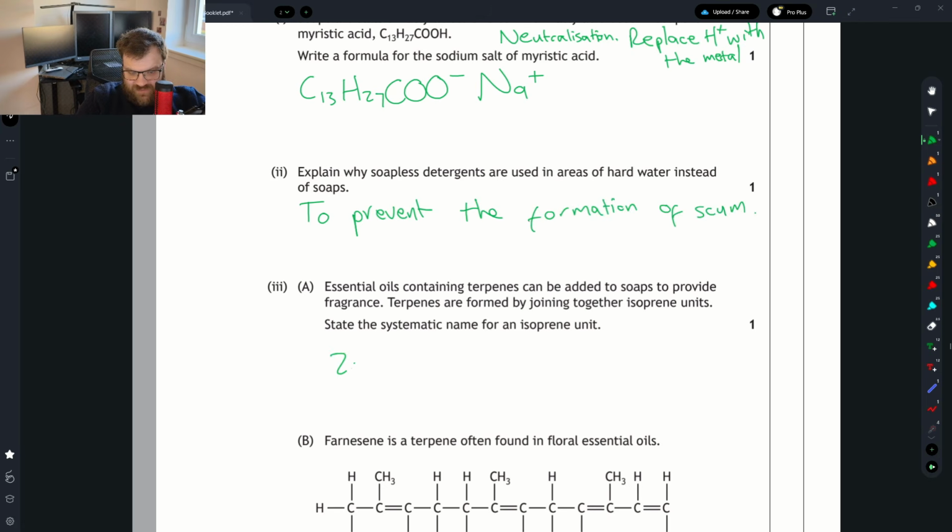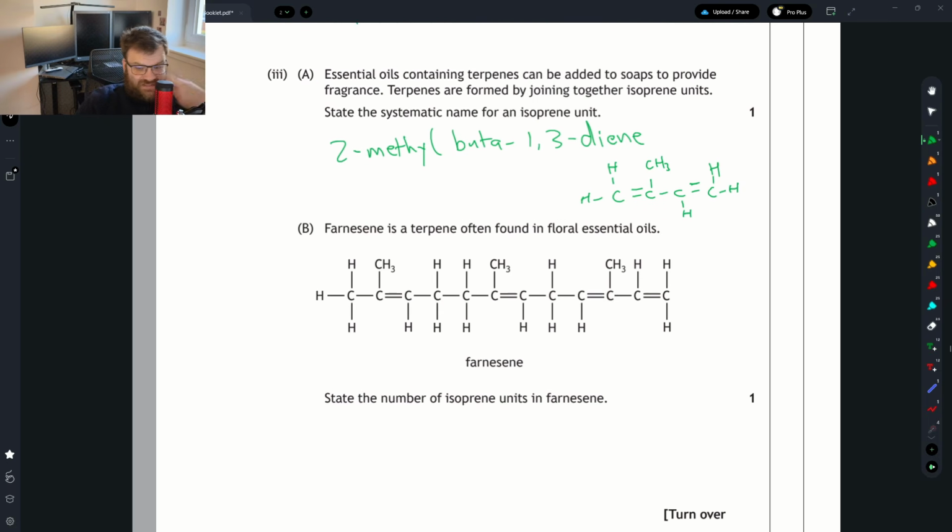This one we have got to perhaps remember that it's 2-methylbuta-1,3-diene. For that, you've got 4 carbons in a row, double bonds in position 1 and position 3, and then you have a CH3 coming off of the second, and then you have the rest of your H's where appropriate for that, but that's the isoprene.